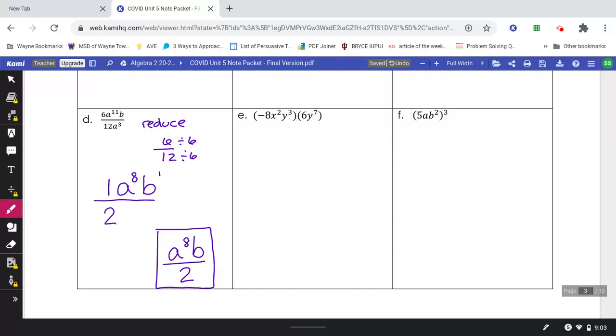The next example, this is going to be multiplying, so we're going to multiply the numbers and add the exponents. -8 times 6, -48. Use your calculator if you don't know that one. And then x squared, but I don't see another x in the second part right here, so I just bring down x squared. There's nothing to add it to. And then my y's, I combine them by adding y to the third, add that to the exponent y to the seventh. That gets me y to the 10th.